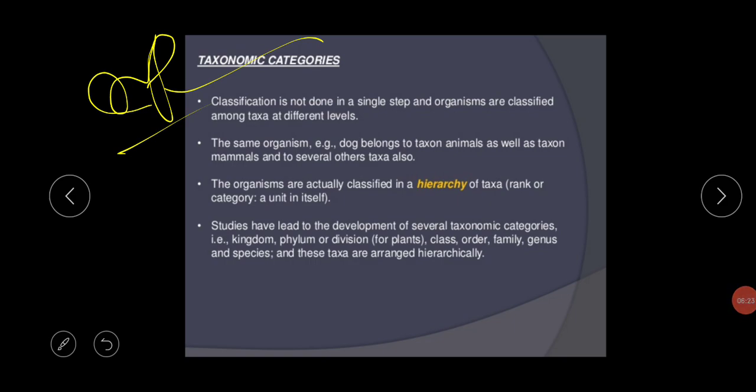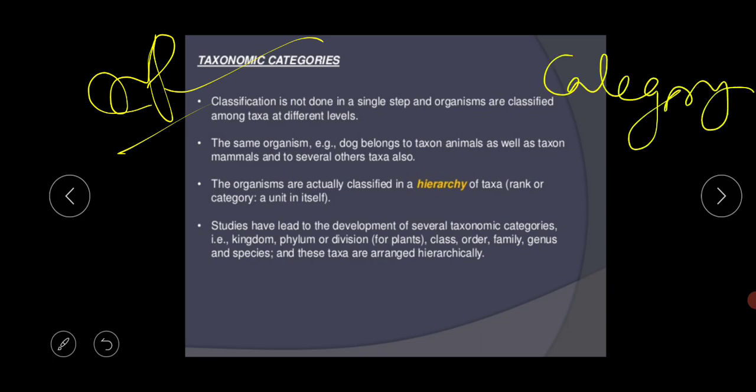What is the basic meaning of the taxonomy categories? So these taxonomy categories are actually this. What is the meaning of the word category? Category is the unit of grouping in a system. I'm repeating again, category is the unit of grouping in a system.